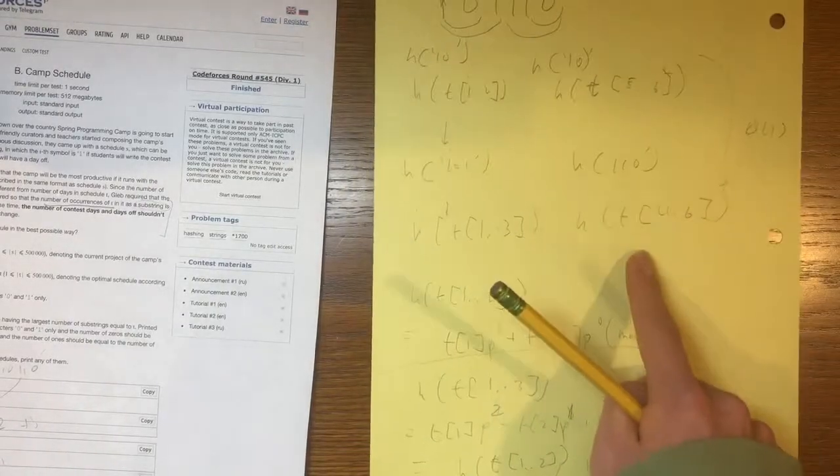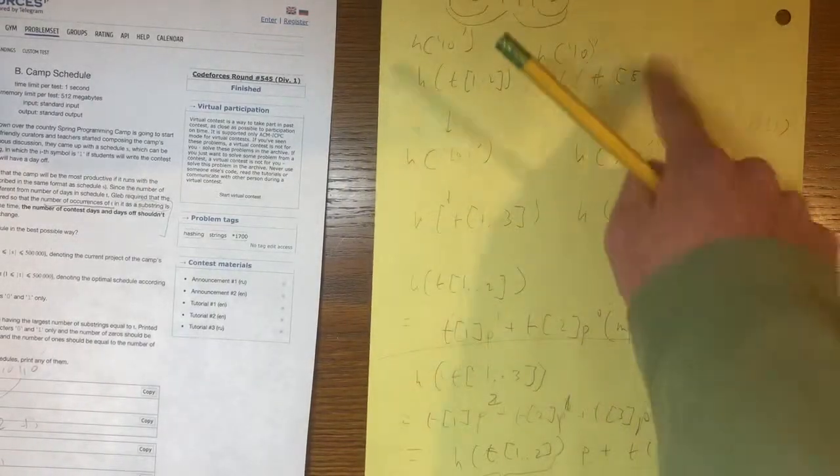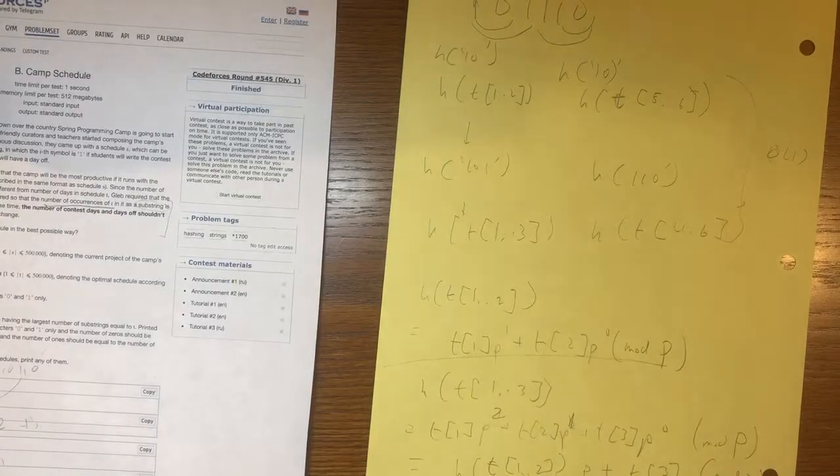Now, if we think about this other case, how do we transition from 5 to 6 to 4 to 6? Let's see if that works as well.